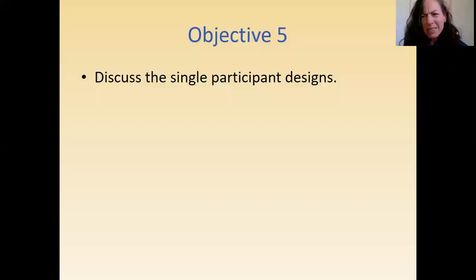All right, objective 5, we're going to discuss the single participant designs. So what does that mean to you? Ask yourself, what's a single participant? That means you only have one person. And you've heard of that before with a case study. But sometimes these are called single participant experimental designs or quasi-experimental designs to distinguish them from the case study. In a case study, you don't do anything with them, you just document descriptively what's going on. But in the single participant designs, we're actually changing some things, we're manipulating an independent variable.